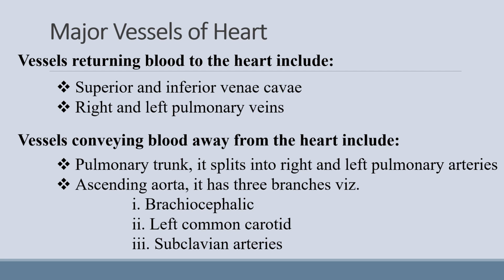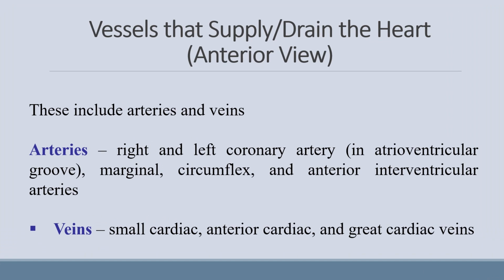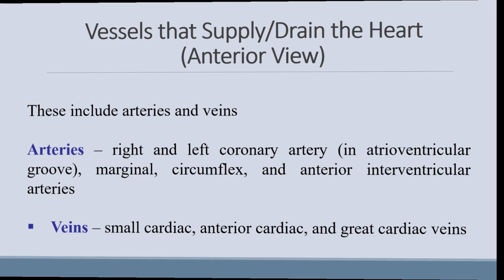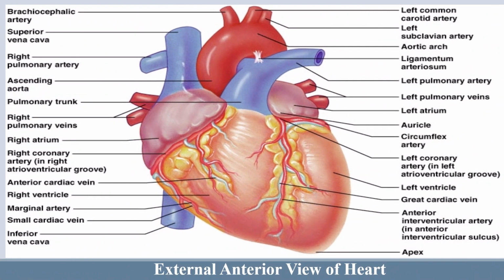Now study the vessels that supply or drain the heart. Come to know it from the anterior view. These include arteries and veins. Arteries are the right and left coronary, in the atrioventricular groove, marginal, circumflex, and anterior interventricular arteries, while veins are the small cardiac, anterior cardiac, and great cardiac veins. This picture shows the external view of the heart highlighting different arteries and veins.